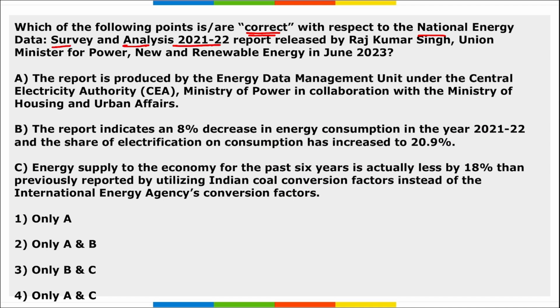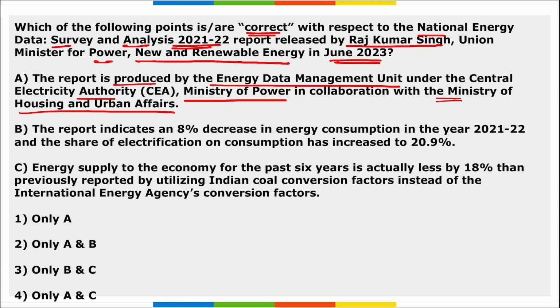Next you have to tell which among the following is correct with respect to the National Energy Data Survey and Analysis of 21-22 report that was released by Raj Kumar Singh, who is our Union Minister of Power, New and Renewable Energy, in June 2023. The report is produced by Energy Data Management Unit under the Central Electricity Authority, that comes under the Ministry of Power, in collaboration with the Ministry of Housing and Urban Affairs. Right? Is the option A correct? So yes, the option A is wrong. Why option A is wrong?